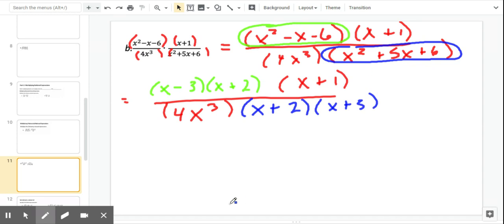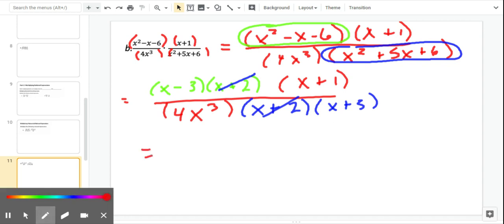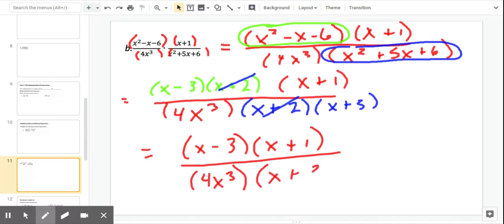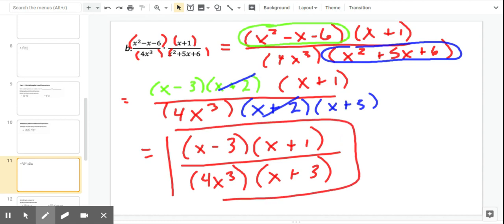So now that we have factored everything, let's see if we can find our like factors in the numerator and denominator. So we have x minus 3. I don't see an x minus 3 down here, so let's move on. X plus 2, yep, we've got another one down here. Then we have x plus 1. I do not see an x plus 1. So that means we move on. That's all we got. So x minus 3, x plus 1, 4x cubed, x plus 3. The end. That's it.